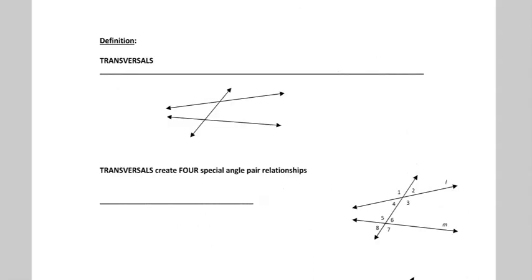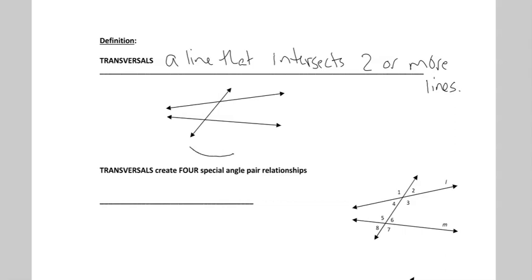Now here is the big meat of the lesson. The most important part of this lesson is talking about two lines and a transversal. A transversal is just a line that cuts through, that intersects, let's use real correct terminology, intersects two or more lines. So right here, this would be considered to be a transversal. And here would be the two lines that it intersects.